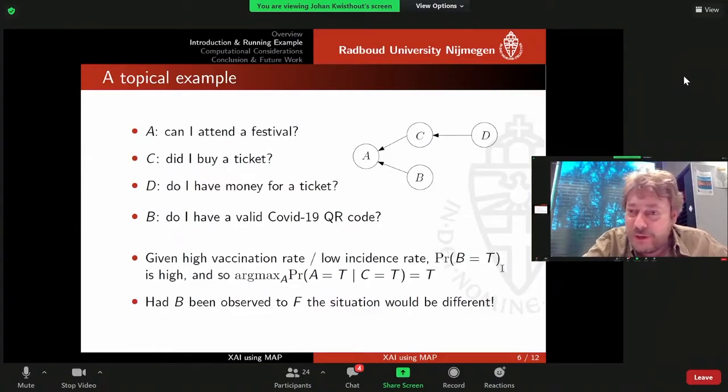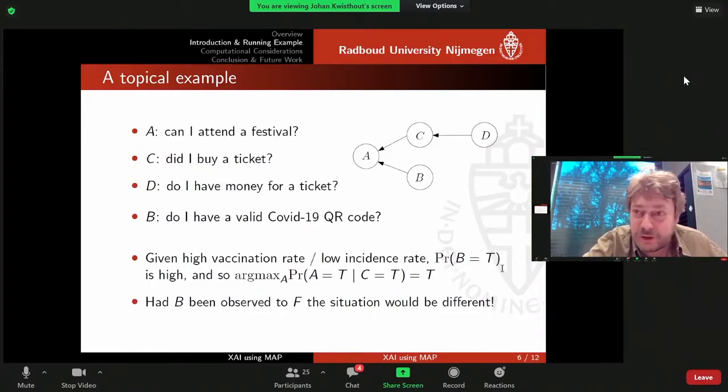And given the natural conditional probability distribution, you would assume that when marginalizing out B, the best explanation for the variable A, can I attend a festival, given that I bought a ticket, would be yes, you can attend, marginalizing out this variable B. Now, in the case that B would have been observed to be false, then the situation would be different. So here, the fact that B is not observed to a particular value actually makes a difference. Had B been observed, and were it false, then the explanation would be different than in case B would be observed to be true.